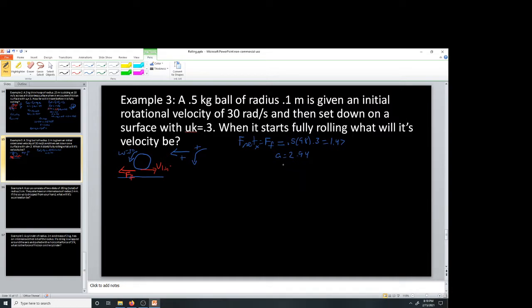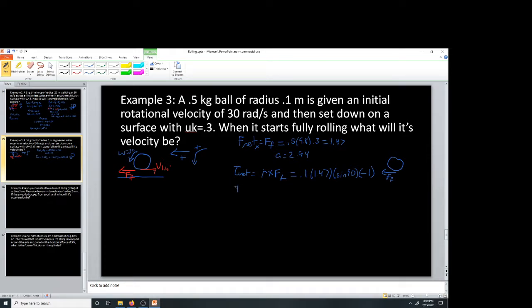Okay. So then we do torque net, right? Again, the torque of the normal force and the torque of gravity are going to be zero. So the torque of friction, which is R cross force of friction, is going to be 0.1 times the force of friction, which is 1.47. And it's going to be times sine of 90, right? And it's also going to be times -1, because if we look at this object, the force of friction is this way. It's going to make it turn in a negative direction.